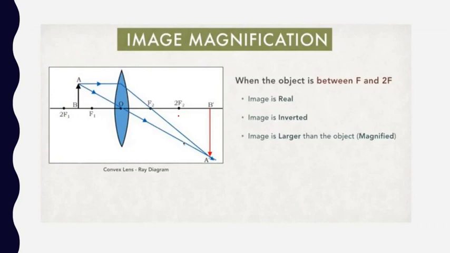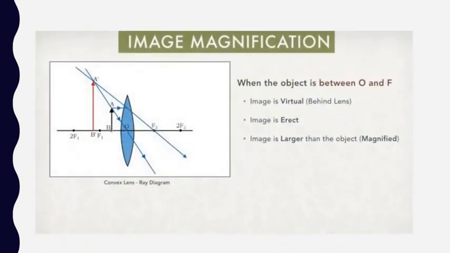Now let's see what happens when we keep it between 2F1 and F1. Your image is formed beyond 2F2, but here you have the larger image. I hope you have noticed that as we decrease the distance between the specimen, that is, your A and B, the object, and the lens, your image gets bigger, but still it is inverted.